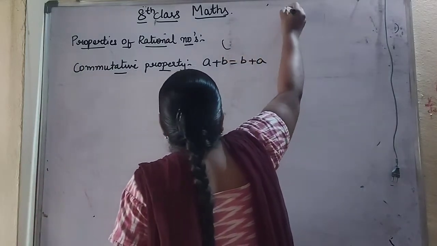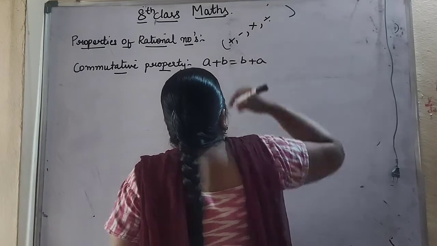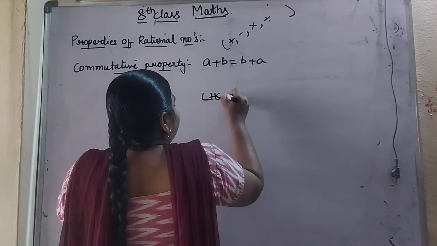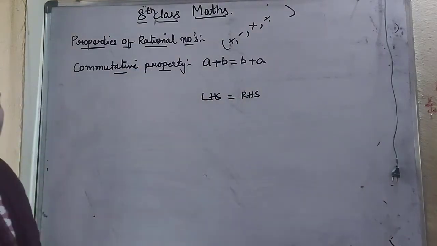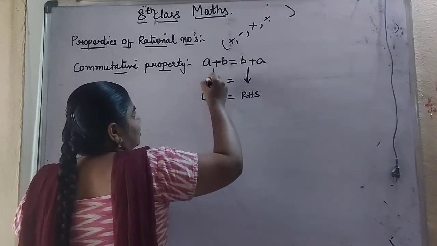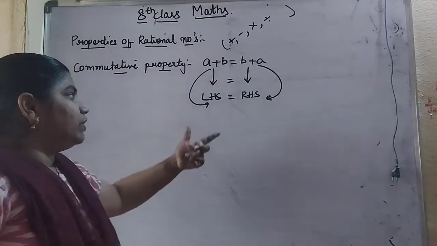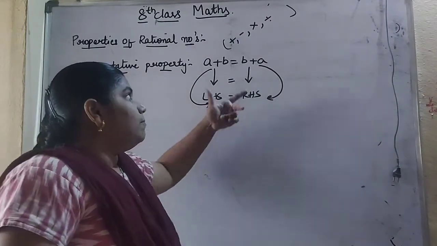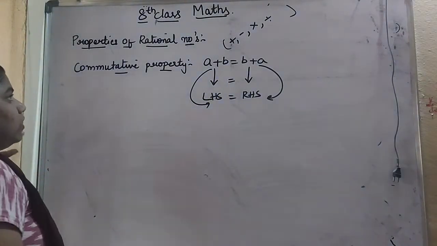So we are going to check for addition, subtraction, multiplication and division. Whenever the result of this is equal, that means LHS is equal to RHS, then only the condition will be satisfied. This a plus b should be equal to b plus a. This a plus b is the LHS part, b plus a is the RHS part. Whenever these two are equal to each other, whenever the result is equal, then we can say the condition is satisfied.